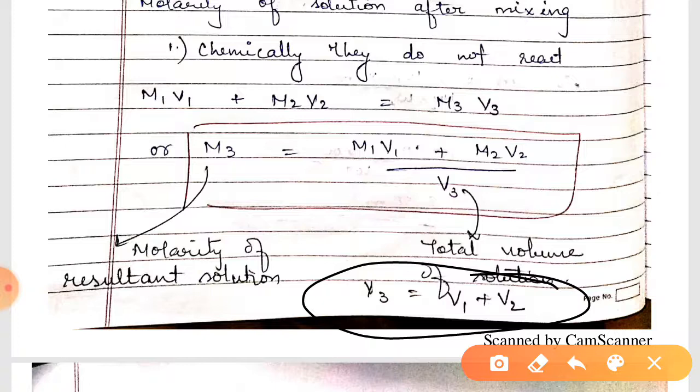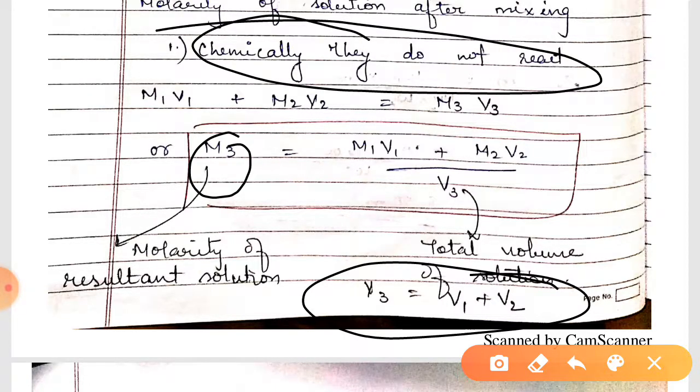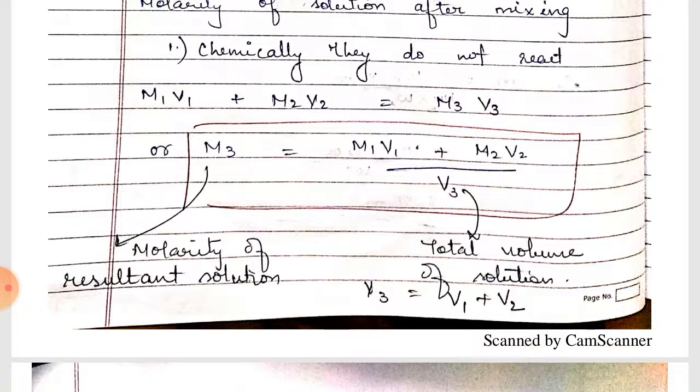So if I know the initial molarity of the first solution and the second solution and the respective volumes of solutions 1 and 2, then I can get the new solution's molarity, that is M3, by this equation: M1V1 plus M2V2 upon V3. This is if the chemicals do not react, they are just mixed and do not undergo any chemical reaction. This is the molarity. Same way, normality.